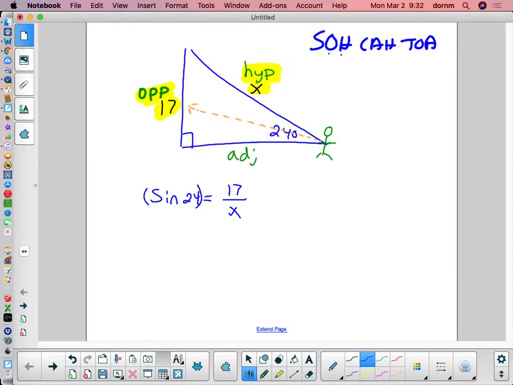Remembering that sine 24 represents a decimal value, I can't separate the sine and the 24. I can't add, subtract, multiply, or divide this number 24 when it's with the sine. They go together, so that's a unit. It moves, and the x moves. So x equals 17 over sine 24. I get my calculator: 17 divided by sine 24. I get that that's 41.8.